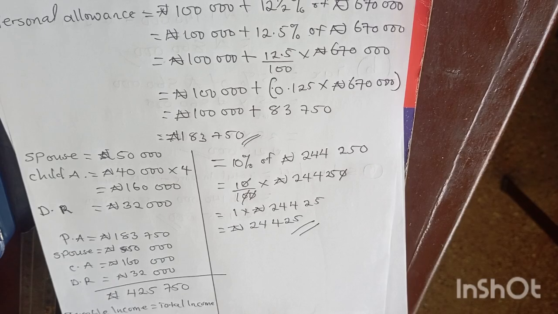So in case something like this shows up, it is for you to use the values which are given to you in the question, because it can be reduced. I can decide to use 20,000 for child allowance. I can decide to use 30,000 for dependent relative. So now, we have come to the end of this.